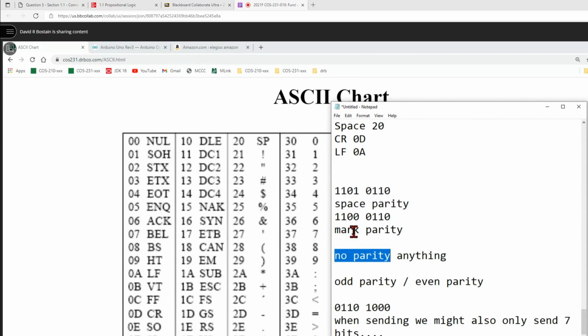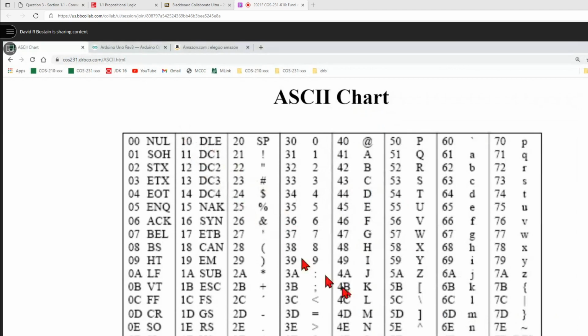Okay, well, in the modern world, it turns out that having 128 characters is not enough, particularly when so many of them are given to control signals. We have a null, a start of header, start of text, end of transmission, inquiry, acknowledgement, bell.